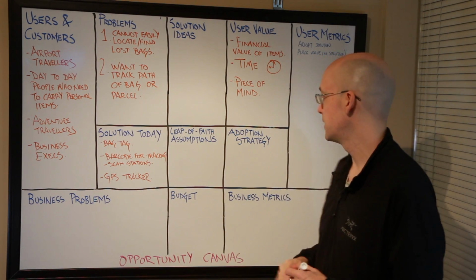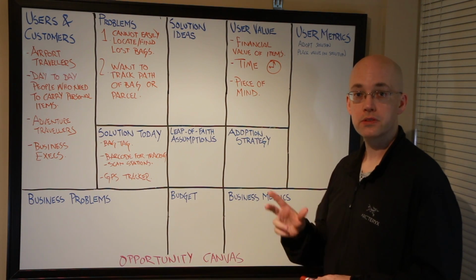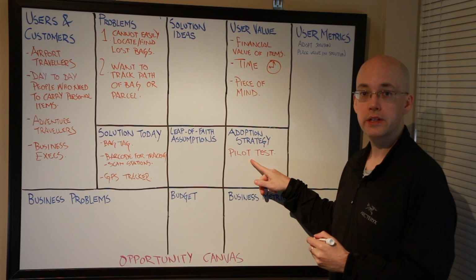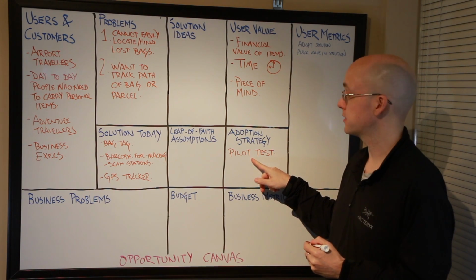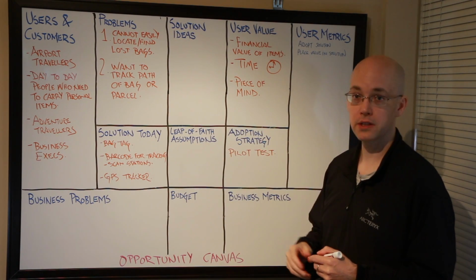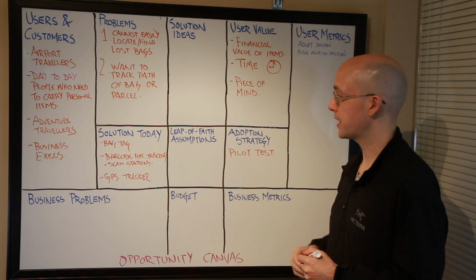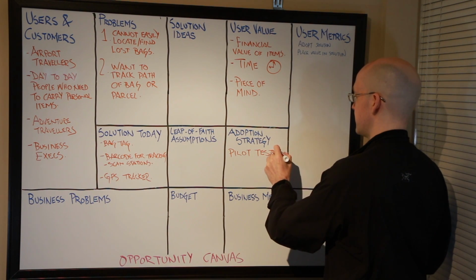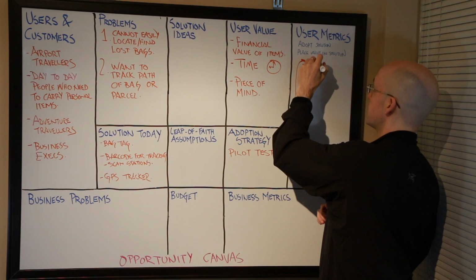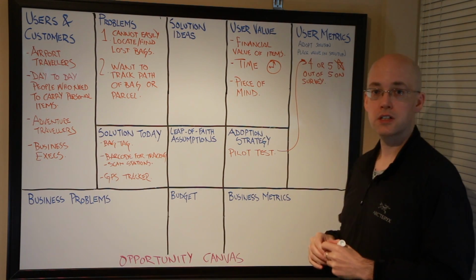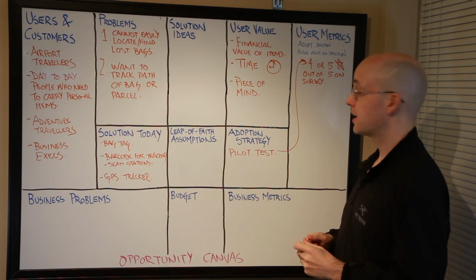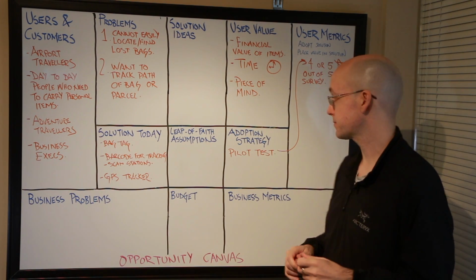Let's assume that the adoption strategy that we want to use for this one is we're going to run a pilot test for this specific thing that we're developing. So it's going to be a product. It will be some sort of tracking product. And the pilot test will be perhaps we survey. The customer provides us with a 4 or 5 out of 5 on a survey.